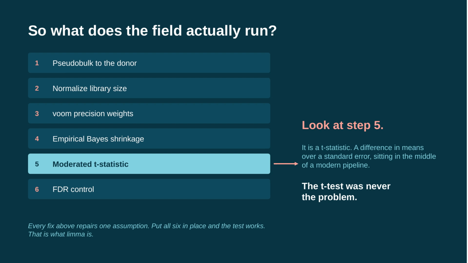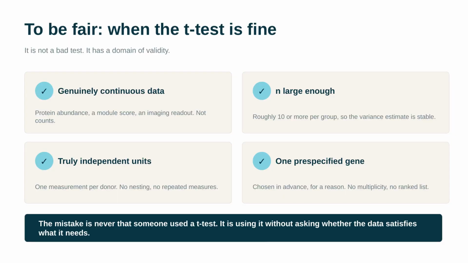Because the t-test was never the problem. The t-test is a perfectly good instrument for comparing 2 groups. What failed was applying it to data whose structure violated everything it needs, and reading the output as if nothing had gone wrong. Every fix in that list is a repair to one failure. Put all 6 repairs in place, and the t-test works. That is what limma-voom is, a t-test the field took seriously enough to fix. And DESeq2 and edgeR reach the same place through negative binomial models. None of the 3 is the single right answer. All are defensible.